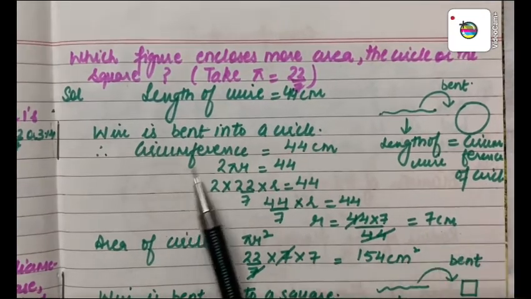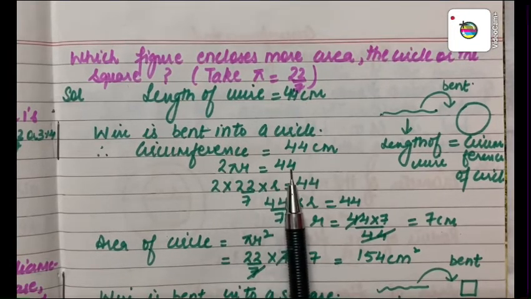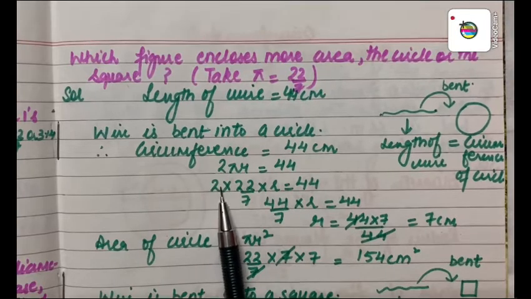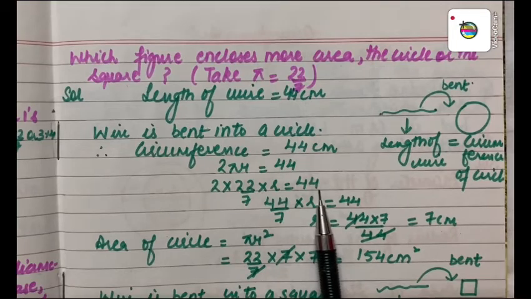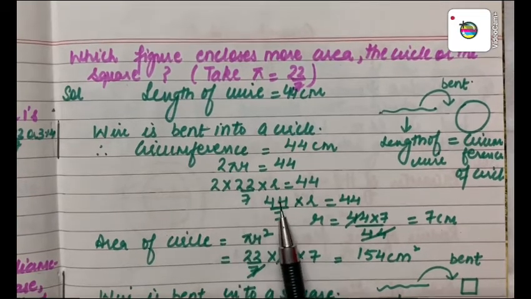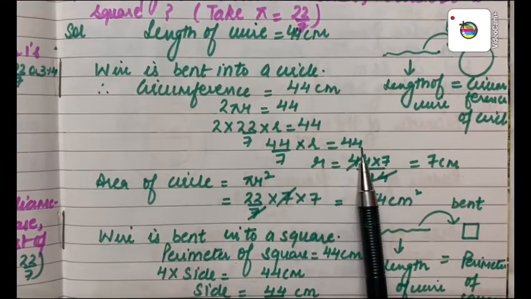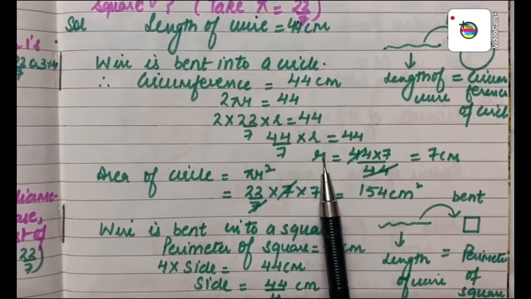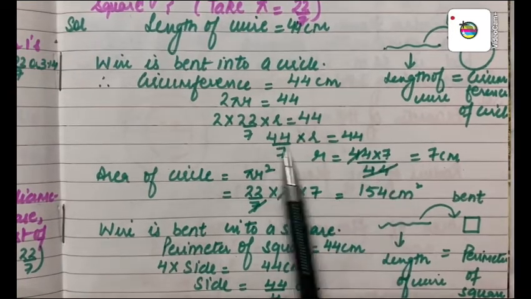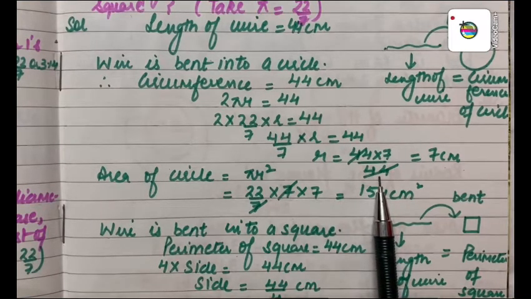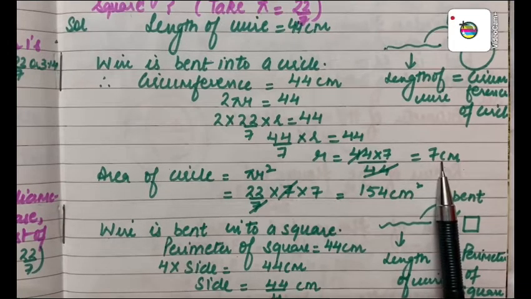So here the circumference is given to be 44 centimeter. 2 pi r is equal to 44. So in place of pi we have to take 22 by 7, 2 as it is, into r is equal to 44. So now 22 into 2 we'll get 44, then 7 as it is. So 44 by 7 into r is equal to 44. So r will remain here on the left side. 7 goes on with multiplication by 44 and this 44 has to be divided on the other side. So 44 and 44 get cancelled and we are left with 7 centimeter only.